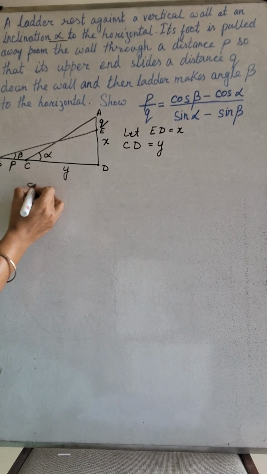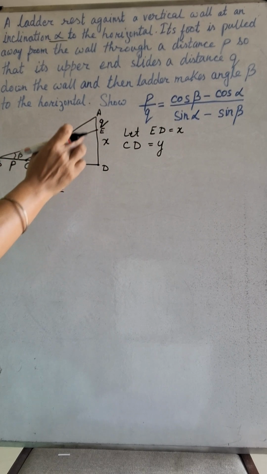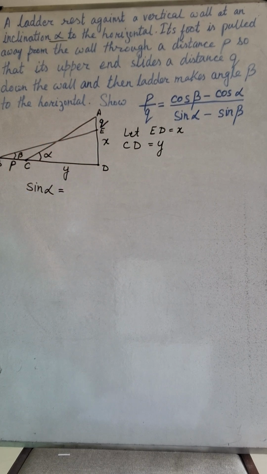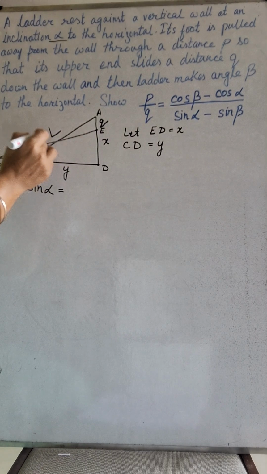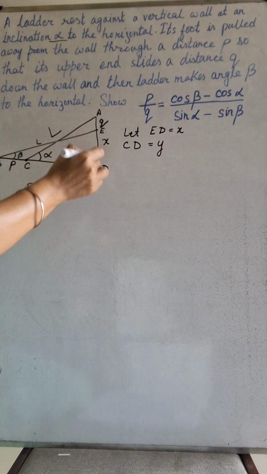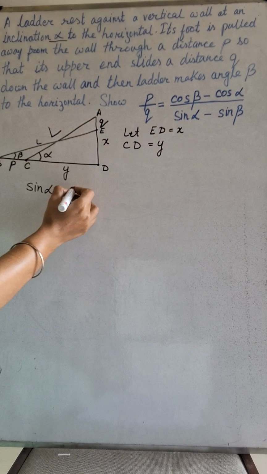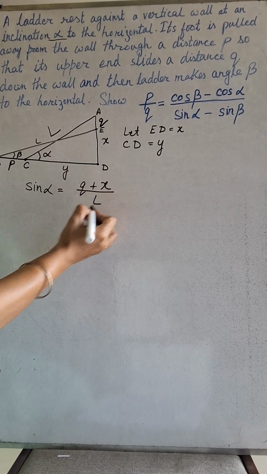So children, sine alpha, come to the triangle. In this triangle, sine alpha will be opposite side by adjacent side. Let L be the ladder's length. Please understand that the ladder's length will remain the same throughout this question. The ladder's length is not changing. That means AC is equal to EB. Now sine alpha will be equal to opposite side by hypotenuse. So it will be equal to q plus x by L.